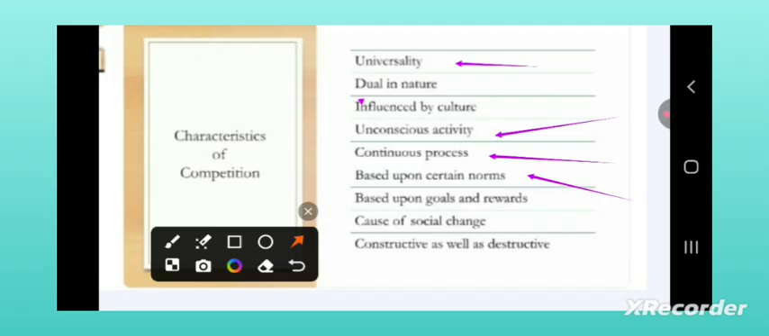Unlike conflict, competition usually operates within a set of accepted rules, for example laws, sportsmanship, based upon goals and rewards. The entire process is centered on the pursuit of scarce, desirable outcomes. Cause of social change. It can drive innovation, merit, and the redistribution of power, leading to societal transformation. Constructive as well as destructive. It can be constructive or destructive, leading to unhealthy stress or turning into conflict.